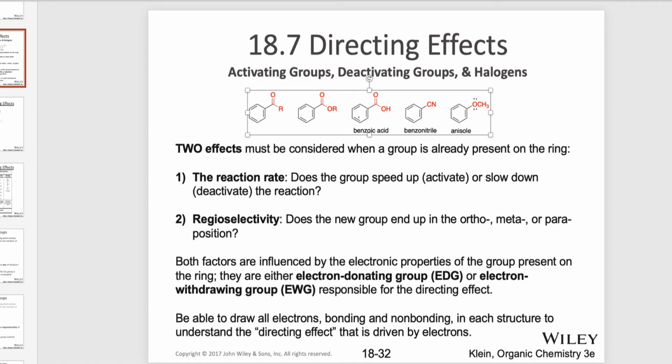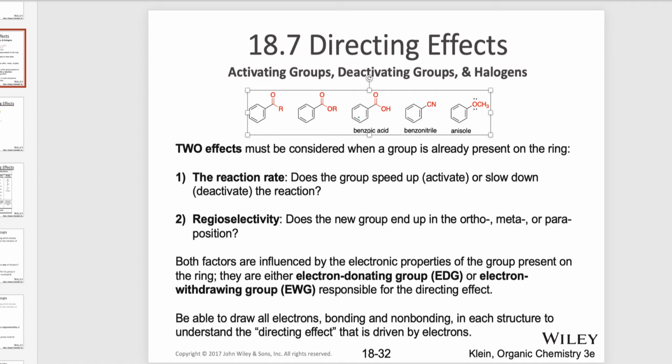They're not so easily classified. They have a little bit of characteristics of two important aspects. So the reaction rate, the speed of the reaction, how fast or how slow the reaction is. As we're looking at these groups, does the group speed up, meaning activate, or slow down, or deactivate the reaction? And then the other part is regioselectivity. Regioselectivity has to do with the location, the direction of where the new group is attached.